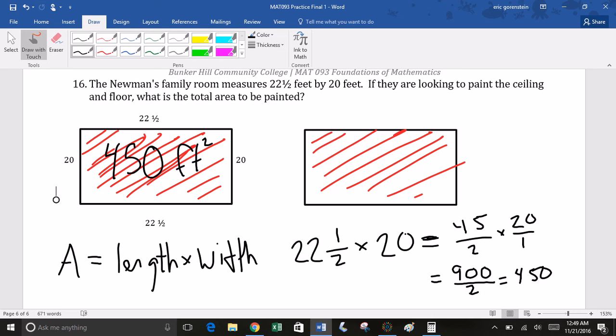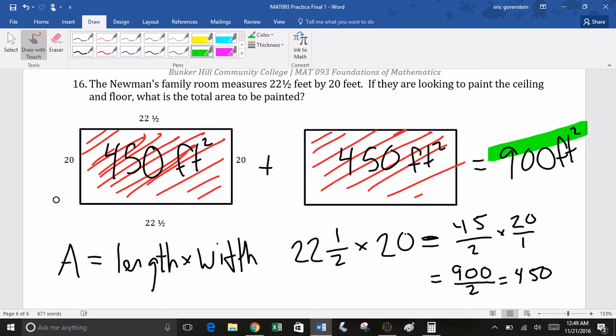So if the floor is 450 square feet, well, that means the ceiling is, assuming the walls aren't slanted, assuming it's straight up and down, the area of the ceiling is 450 square feet. So floor plus ceiling equals total, so that will be a total of 900 square feet to paint. Okay, and that does it for our final answer, 900 square feet.